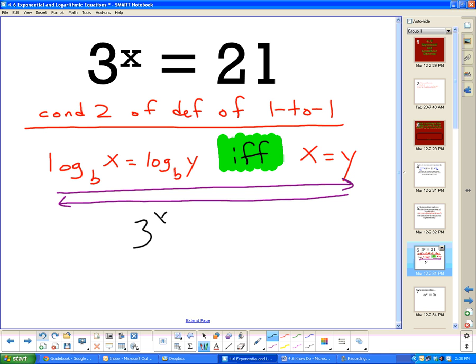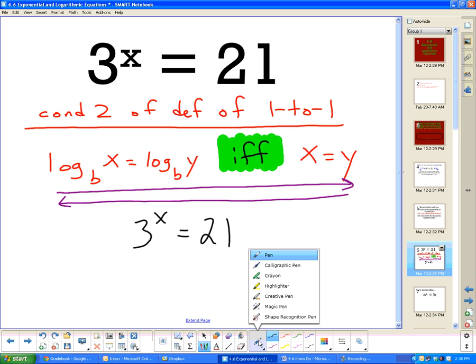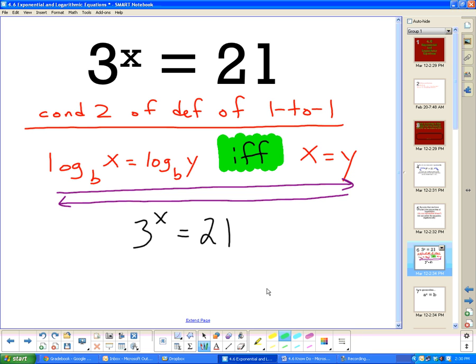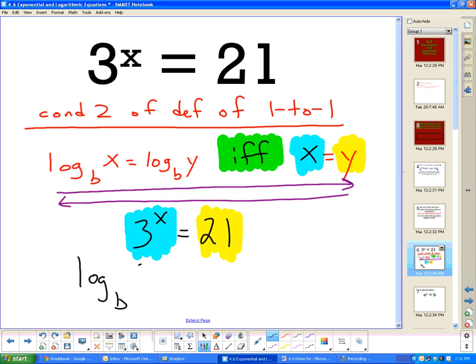If I have 3 to the x equals 21, I'm going to call this 3 to the x equivalent to this x over here in blue, and the 21 is equivalent to this y. So I've got my x equals y, and I'm going to use this condition 2 from right to left to create logarithms of base b. So I'm going to write logarithm base b of 3 to the x equals logarithm base b of 21.